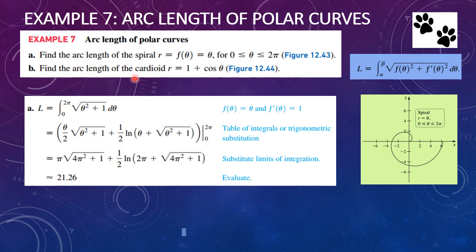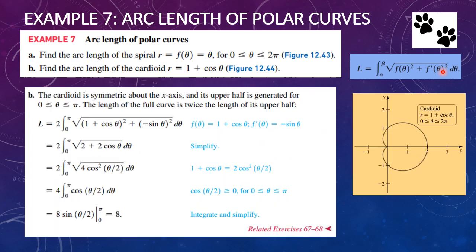For part B, we're finding the arc length of the cardioid r equals 1 plus cosine theta. So f of theta equals 1 plus cosine theta, so it's going to be the square root of 1 plus cosine theta squared plus the derivative squared, right? Well, the derivative of 1 is 0, and the derivative of cosine theta is negative sine theta. So we'd have negative sine theta squared. Okay, and you can see those two values there, and then here is a diagram or graph of this function.